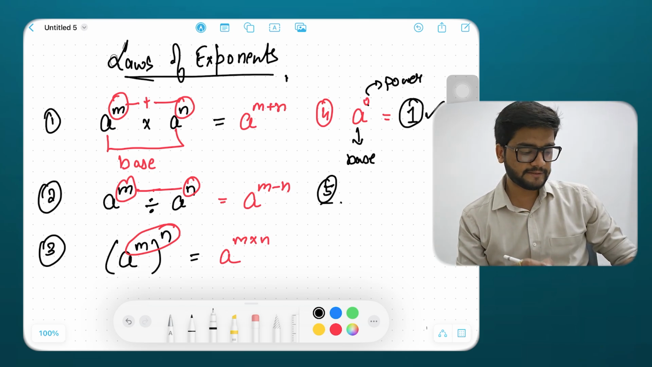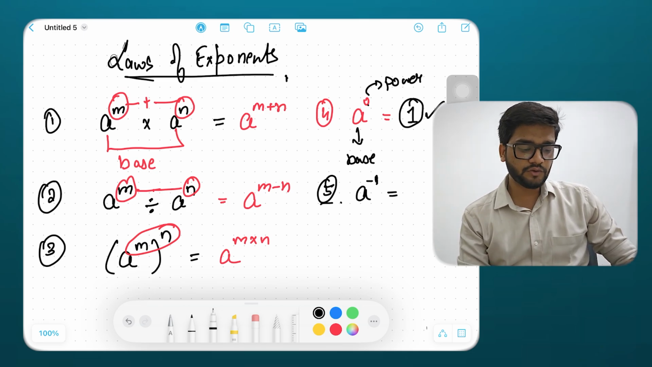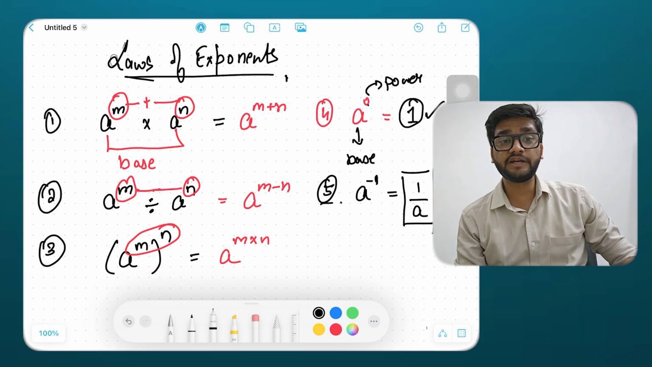The next thing is, suppose we have a raised to the power of negative 1. This is the formula we call the inverse formula. So a raised to the power of minus 1 will become 1 over a. I hope this is very clear to you.